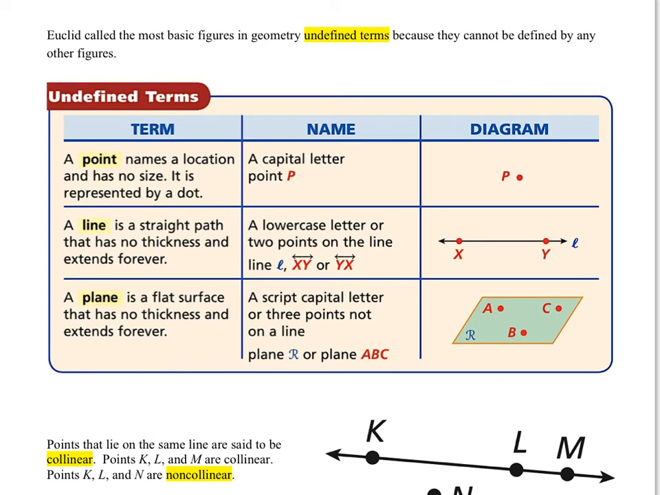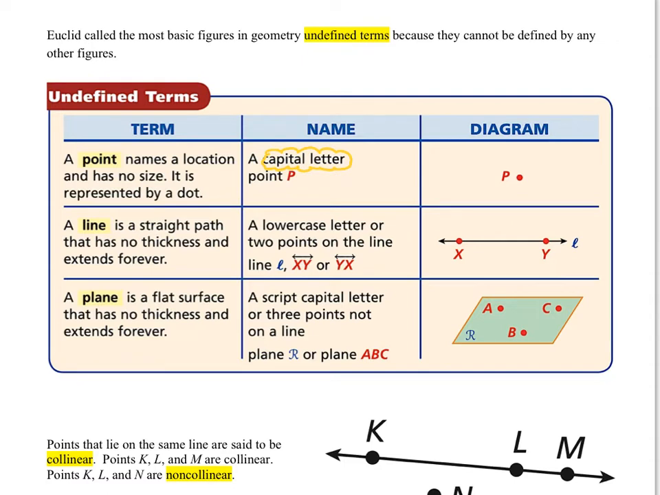Euclid called the most basic figures in geometry undefined terms because they can't be defined by any other figures. You can't get more basic than an undefined term. So the first one that we're going to come across is a point. A point is a location in space. It has no size, it has no dimensions, and we represent it with a dot when we're drawing it. When we give the point a name, it's always going to be a capital letter. So we might call it point A, point B, point C, or, as in this example, point P.